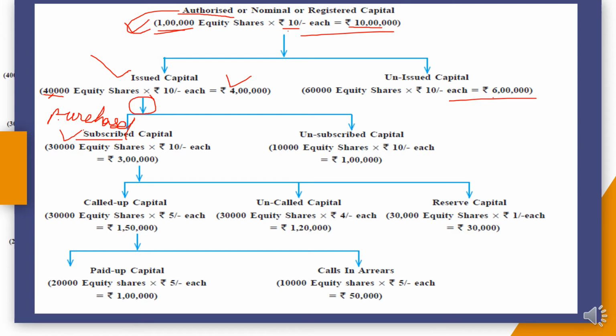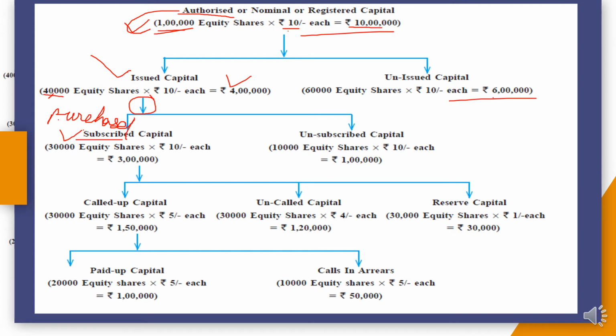So 10,000 of 10 rupees means 1 lakh. 1 lakh and 3 lakhs. So you can see out of 4 lakh, 3 lakh is subscribed by the people and 1 lakh is not subscribed by the people. Either you go by the amount or you go by the number of equity shares. You will understand this example, students. So this is the part of issued capital.